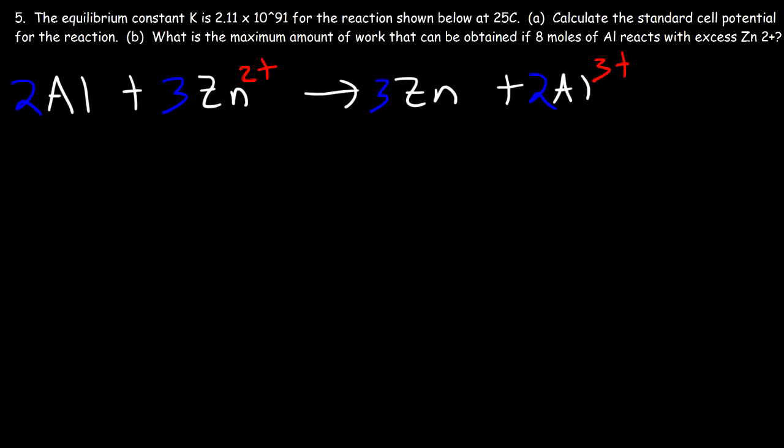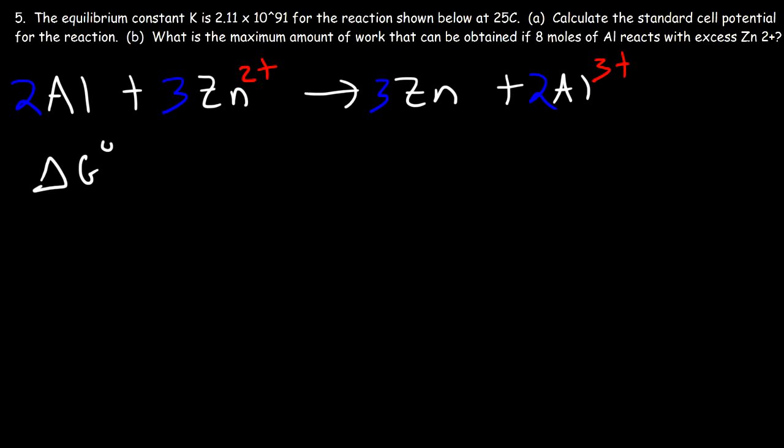Number 5. The equilibrium constant K is 2.11 times 10 to the 91 for the reaction shown below at 25 degrees Celsius. Calculate the standard cell potential for that reaction.